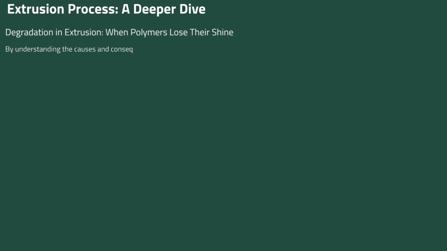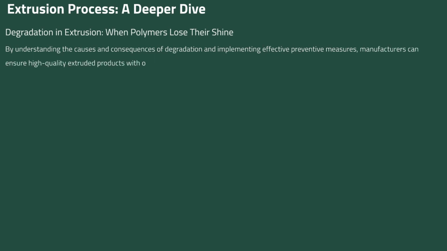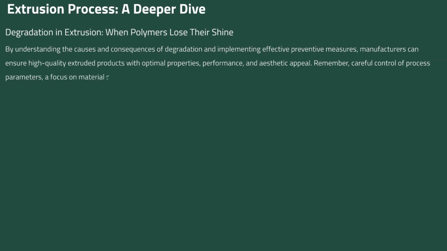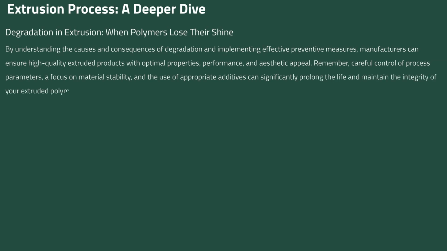degradation. By understanding the causes and consequences of degradation and implementing effective preventive measures, manufacturers can ensure high-quality extruded products with optimal properties, performance, and aesthetic appeal. Remember, careful control of process parameters, a focus on material stability, and the use of appropriate additives can significantly prolong the life and maintain the integrity of your extruded polymers.